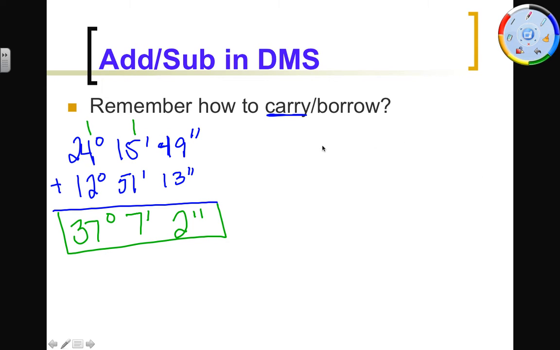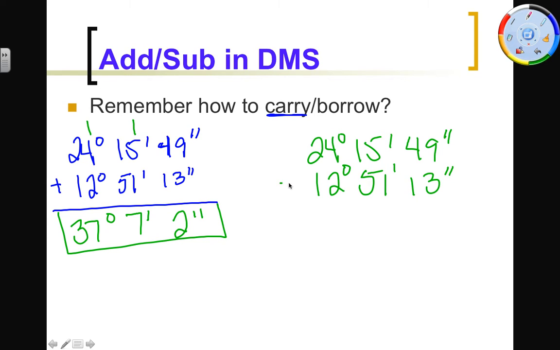But what if I wanted to subtract those two numbers? Let's say I did 24 degrees, 15 minutes, 49 seconds. This is like finding the distance between 2 points on a graph or on a globe. You can know their degrees, minutes, and seconds, and you could subtract, finding the distance between. All right, so now I want to subtract. Well, I can do 49 minus 13 with no problem. I get, what is that, 36 seconds.